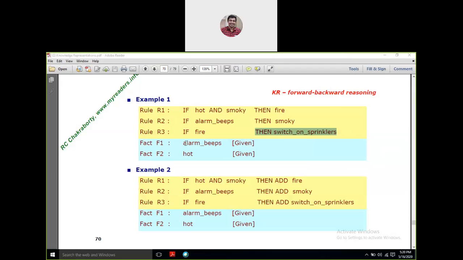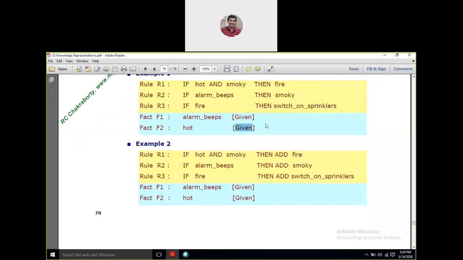Fine. Now, there are certain facts. That means certain extra information is given other than the rules that are in front of you. What are those facts? Fact 1: the alarm beeps. This is given. Fact 2 that has been given is it is hot, and this is also given to you. This is one of the examples.